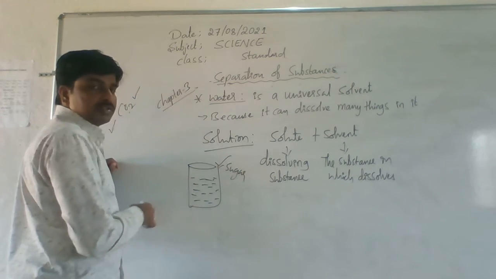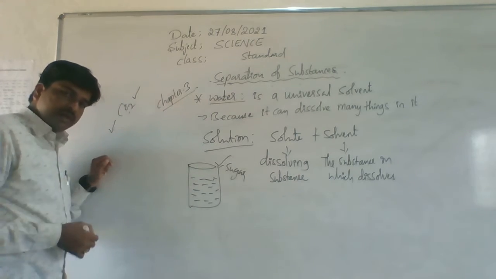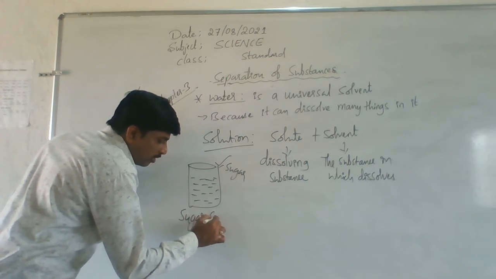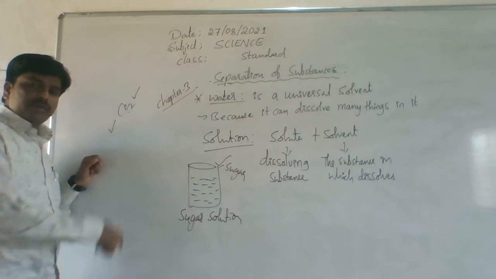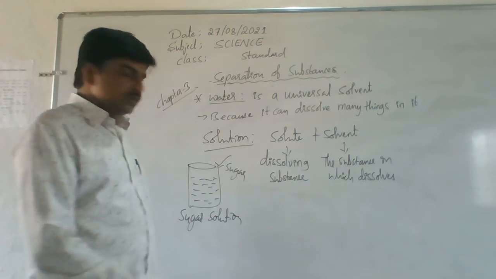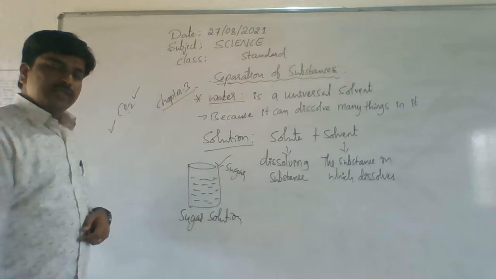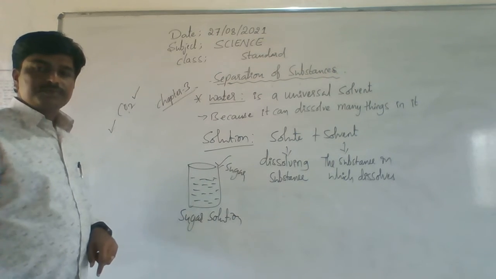So add sugar to this water and stir it well. Is sugar completely dissolved in water or not? Yes. What do you get finally? Sugar solution. You can take sugar or salt. If you dissolve salt, it becomes salt solution. If you dissolve sugar, it becomes sugar solution. But my question is, can you identify the solute and solvent present in this sugar solution?